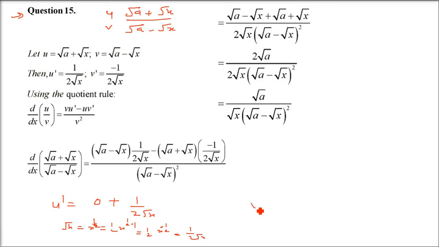And v is root a minus root x, same thing. So root a will be 0 and the negative will be there. Root x will be 1 by 2 root x. Okay, so this will be minus 1 by 2 root x. So multiply across.